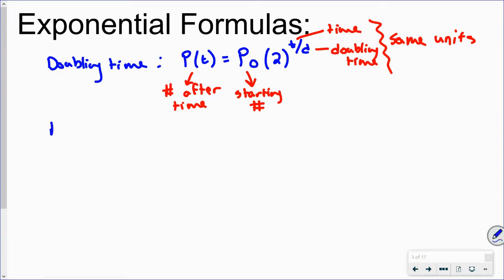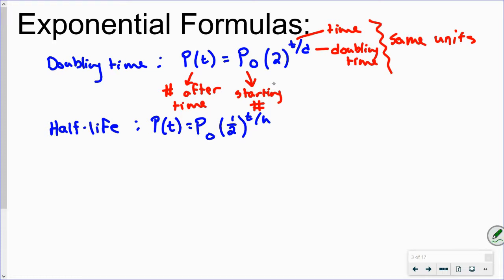The next one we have is half-life. Half-life is P of T equals P naught times (1/2) to the T over H. Now this equation is pretty much identical, except with doubling time I have a 2, with half-life I have a half. T is still time, and H is your half-life time.